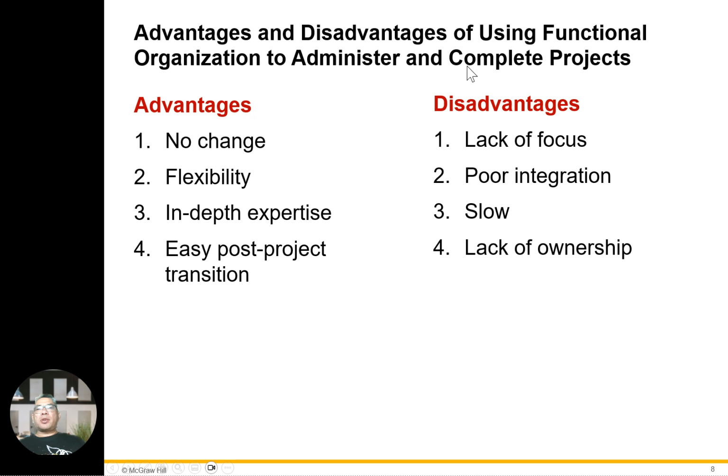Advantages and disadvantages of using a functional organization to administer the complete project. The advantages: number 1, no change; number 2, flexibility; number 3, in-depth expertise; number 4, easy post-project transitions. The disadvantages: number 1, lack of focus; number 2, poor integration; number 3, slow; number 4, lack of ownership.